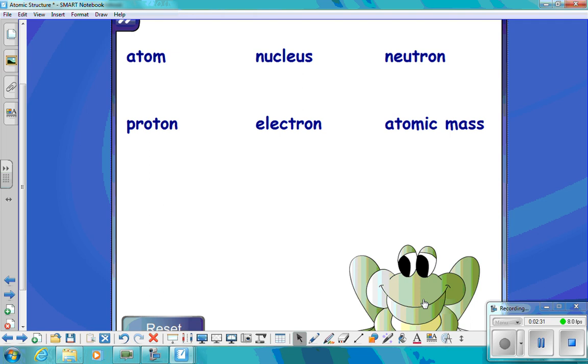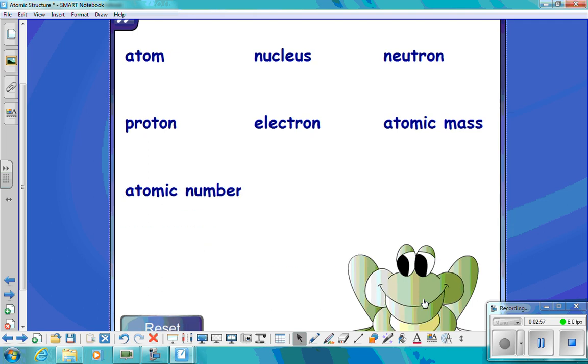Atomic mass. Atomic mass is the average of all the masses of an isotope of an element. Atomic mass usually shows up as a form of a decimal on the periodic table. The atomic mass tells us how many protons and neutrons there are in the nucleus of an atom. So if you add the number of protons to the number of neutrons, it will equal the atomic mass.